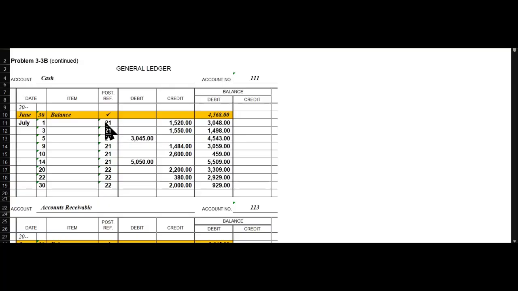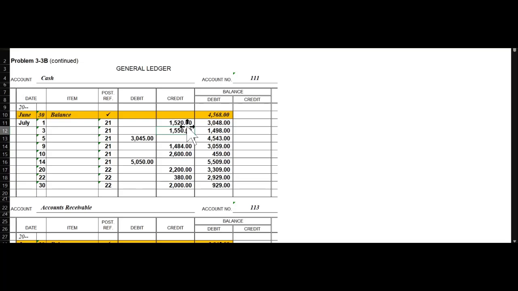So if you wanted to know why this credit for 1520 was made, you can just quickly go to the general journal and go to page 21, and you should be able to find this particular entry. Again, whatever you see here is based on what was recorded in the journal. So the journal, we indicated credit cash with 1520, so that's what we did for that July 1. And then July 3rd, we had another credit, and so on.